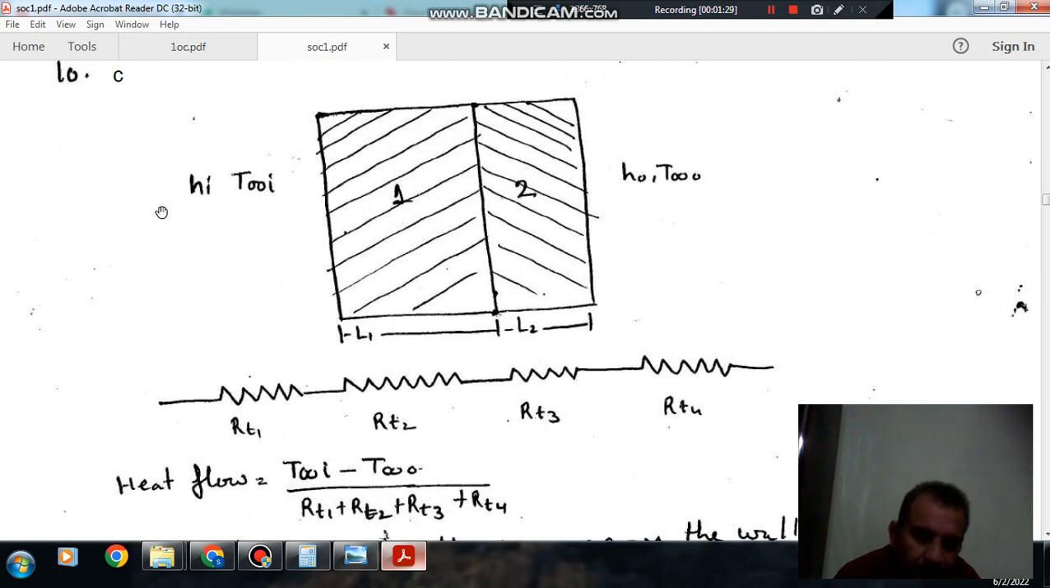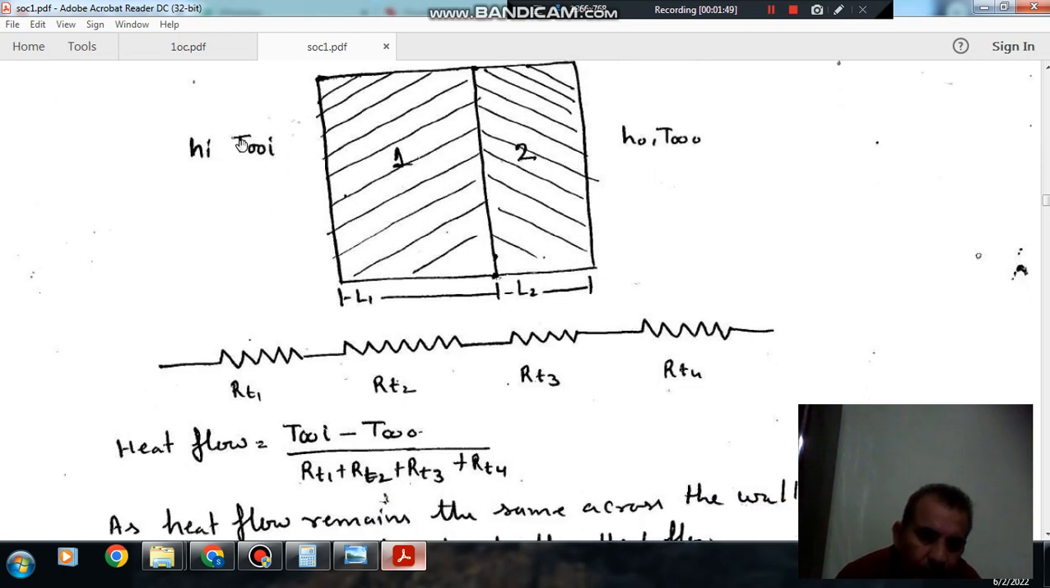This is h_i, the convective heat transfer coefficient, T infinity i is your temperature on one side, and h_o is the convective heat transfer coefficient, and T infinity o is also your temperature on the other side. This is L1, this is L2, this is K1, this has K2. So these atmospheres offer resistance, that is RT1, and this also offers resistance, that is RT2. This offers resistance, that is RT3, and this is RT4. So these resistances are in series, so equivalent resistance will be the summation of these.